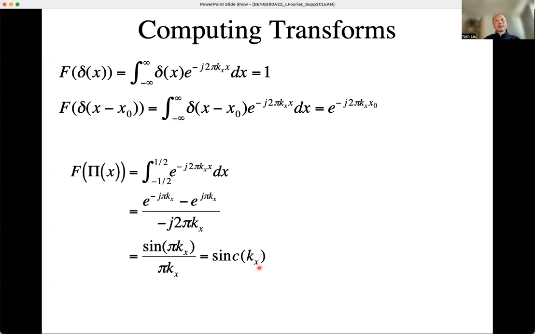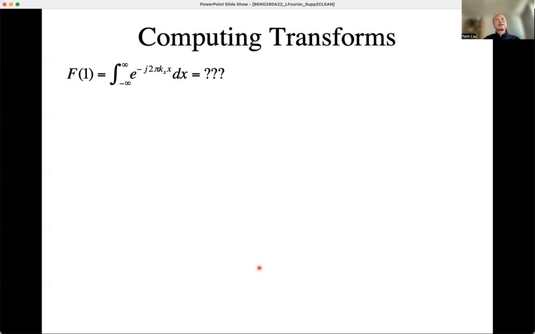So this is a useful function to get to know, and we'll take a look at it more in the course as we go along. Now, one thing that's hard is, what is the Fourier transform of 1? If you just plug in the definition, it's not so obvious what the answer is, because how do you actually evaluate this from -infinity to infinity?